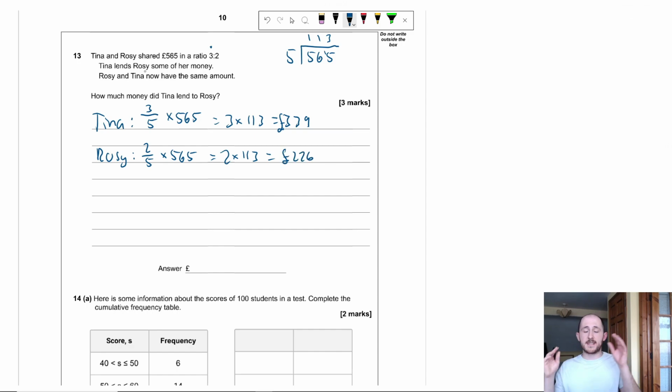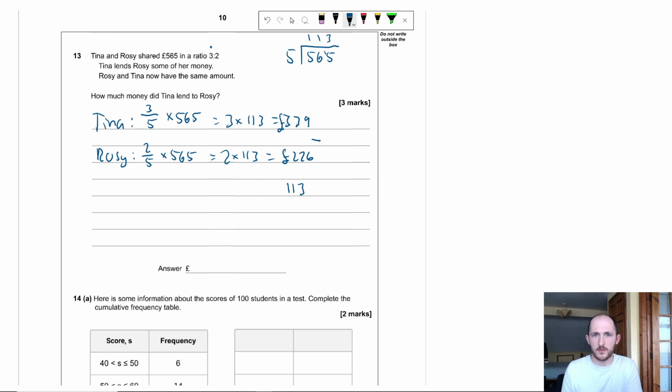Now, for them to have the same amount of money, they need to meet in the middle, right? So all we're going to do is take the difference in this money and half it, and that's how much they've given to each other. Because the difference is 113, right? So subtract it. There's a difference of £113. Now, Tina needs to give half of that to Rosie, so Rosie gets that half back, so it balances out.